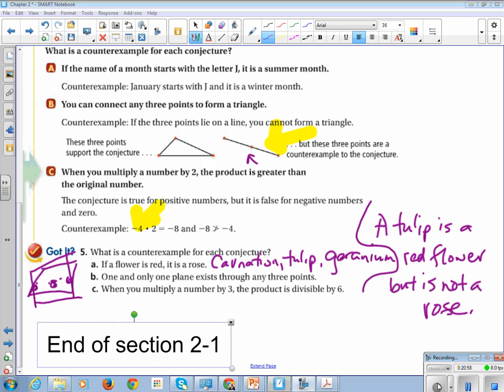So that's a counterexample. And then C, when you multiply a number by 3, the product is divisible by 6. Times 3 is 9. 9 is not divisible by 6.